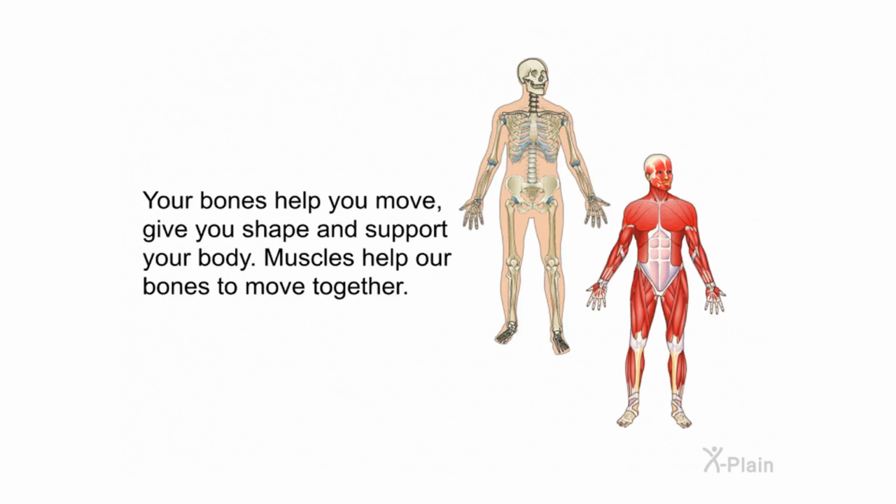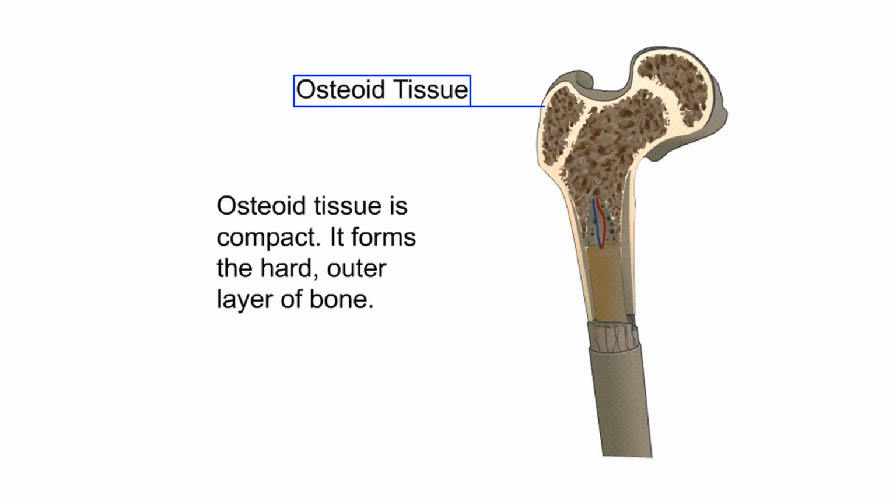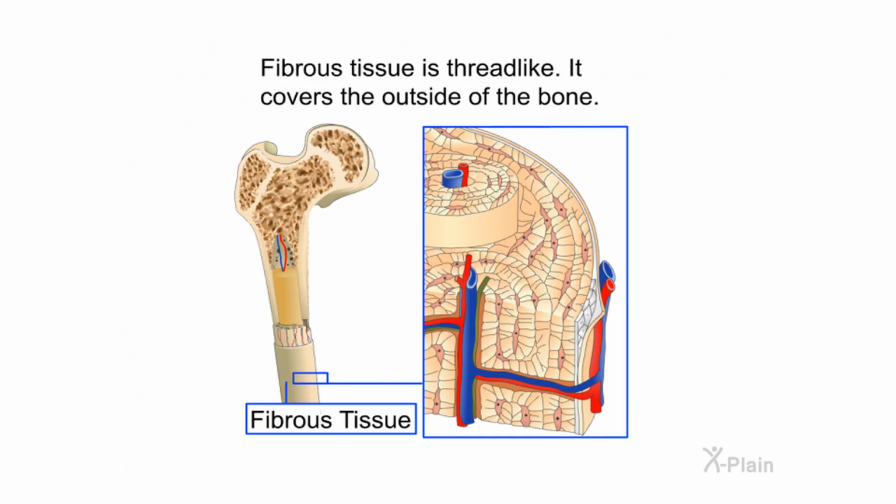The bones. Your bones help you move, give you shape, and support your body. Muscles help our bones to move together. Bone is a living tissue. It is made up of osteoid tissue, cartilaginous tissue, fibrous tissue. Osteoid tissue is compact. It forms the hard outer layer of bone. A tough and flexible tissue called cartilage is found at each end of a bone. It acts as a cushion. Fibrous tissue is thread-like. It covers the outside of the bone.